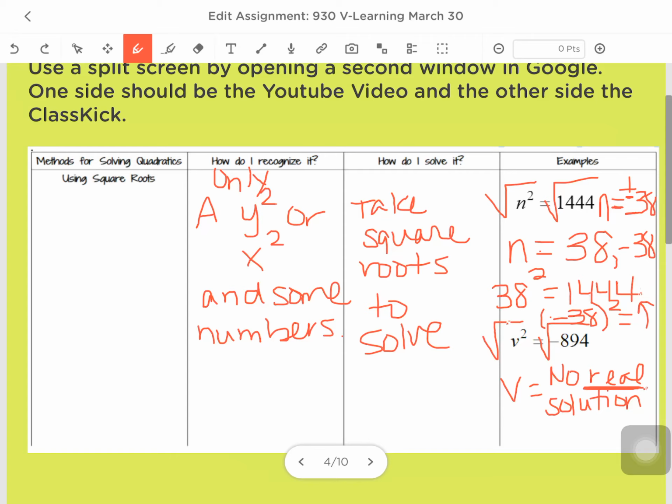If you go to type this in a question that we have like on ClassKick, you can just enter it as no solution, but I want you to know that there is a solution that actually exists.